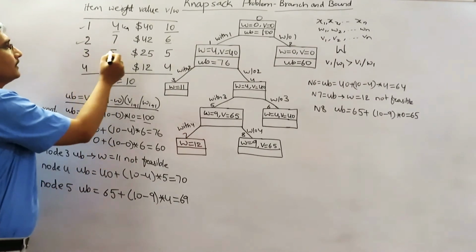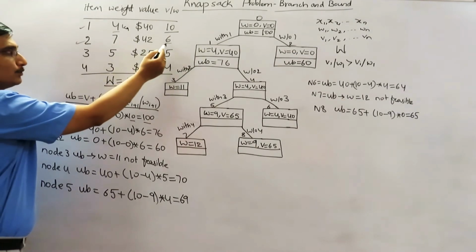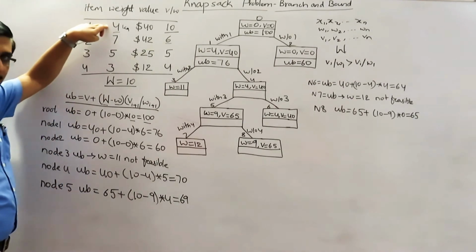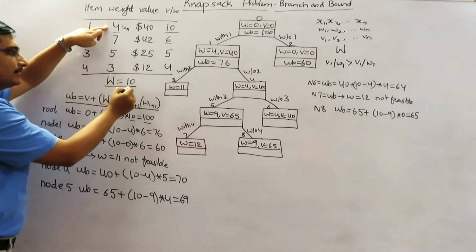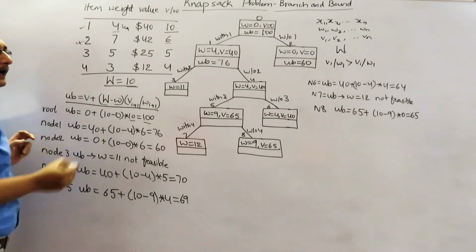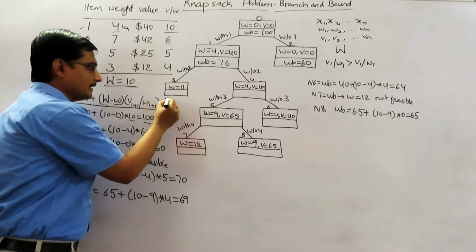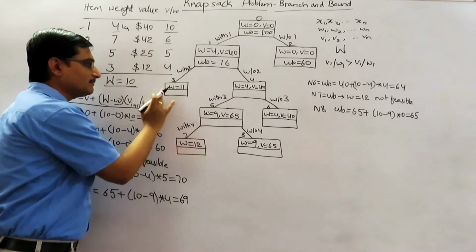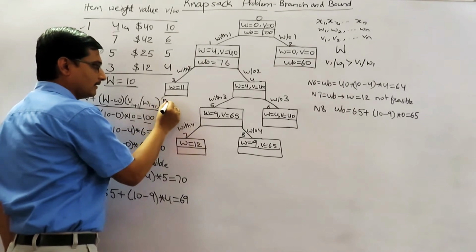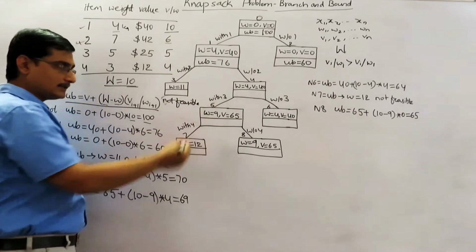For the second item, the weight is 7, the value is 42 and the value to weight ratio is 6. If we include this item, 7 plus 4 is 11, but the capacity of the bag is 10. So it exceeds the capacity of the bag, and we cannot include this item. So we need not find this value. It is not a feasible solution because the constraint is violated. We need to go for the next one, that is without the second item.